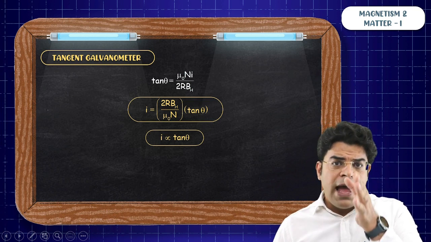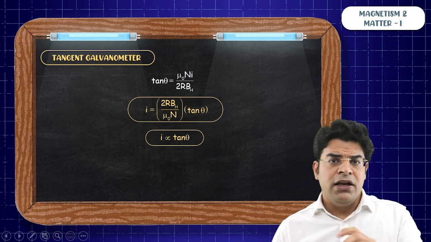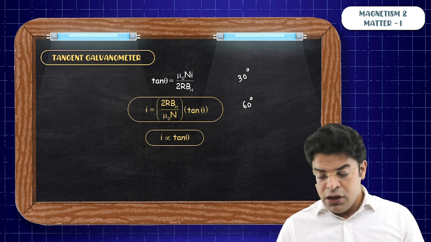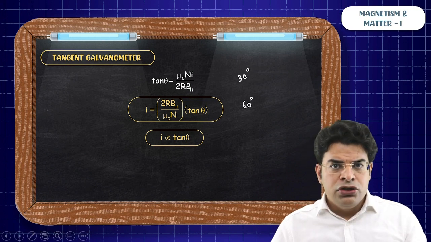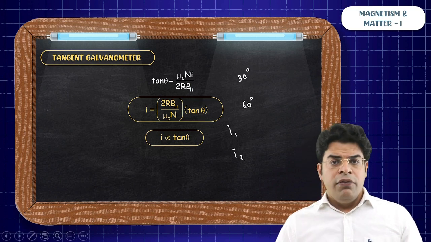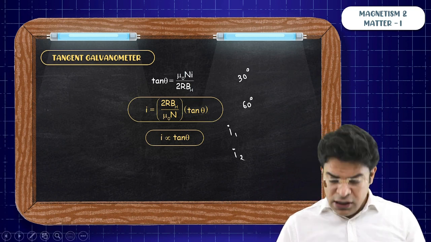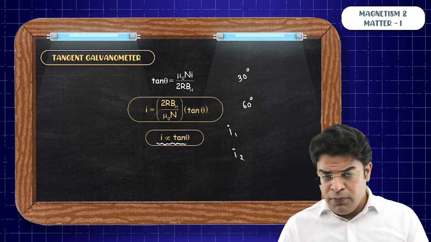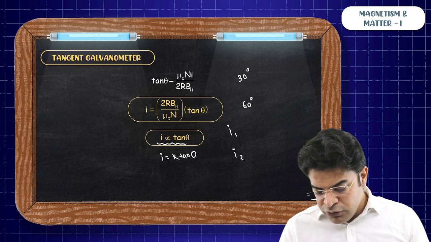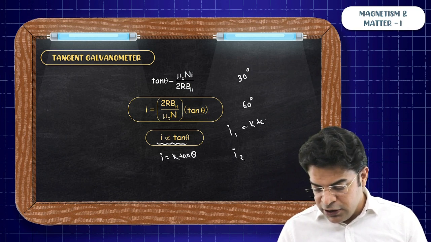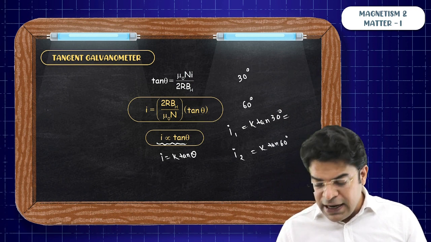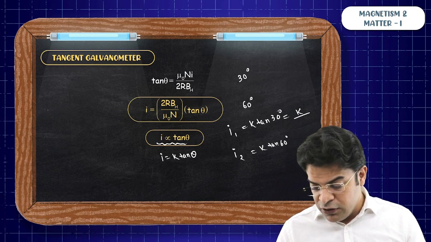If the angle of deflection of the needle in a tangent galvanometer changes from 30 degree to 60 degree, the current becomes how many times? So let's say the initial current is I1 and the final current is I2. We know that for a tangent galvanometer, I is proportional to tan theta. Let's take the proportionality constant as K and write I equals K tan theta. So I1 equals K tan 30 degree, I2 equals K tan 60 degree. And we know that tan 30 degree is 1 by root 3, so here you get K by root 3.